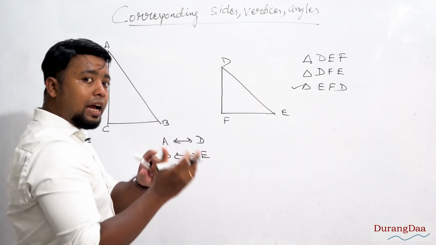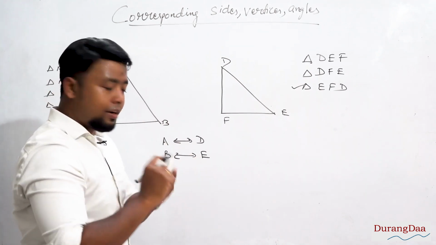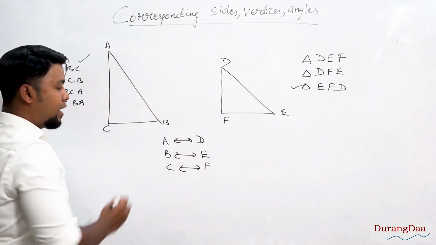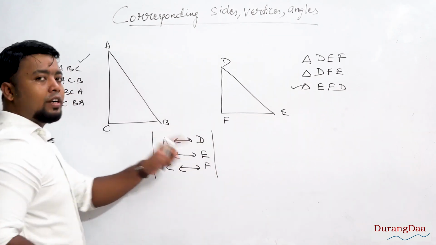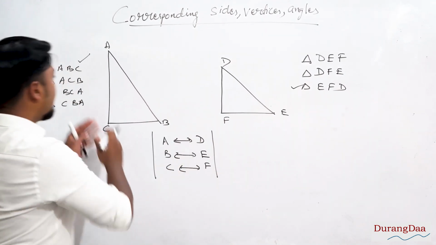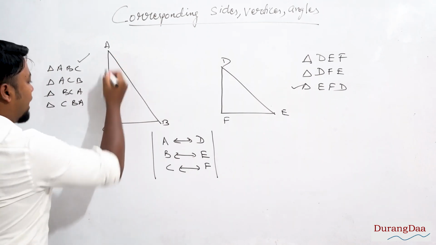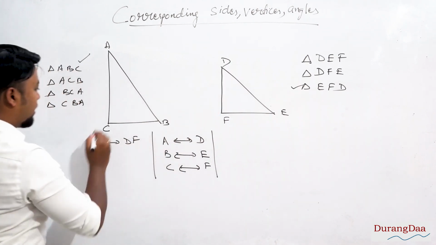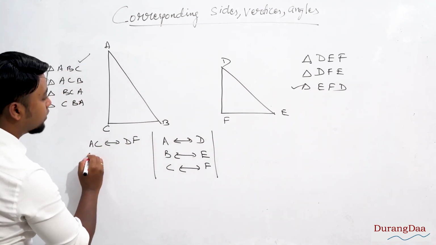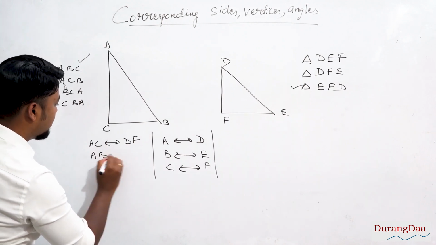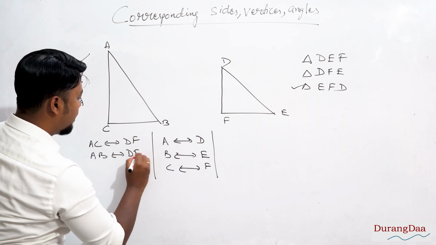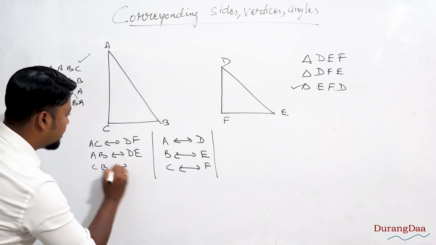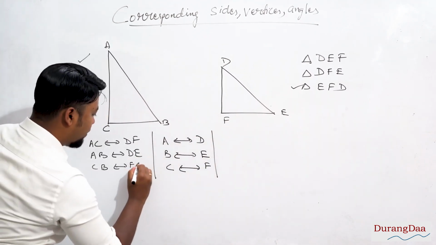That means we are hunting for the matching pairs, keep in mind. Same here, vertex C corresponds to vertex F. So here I wrote the corresponding vertices of both the triangles. Same way, even the sides. When you are referring to side AC, the corresponding side would be side DF, and for side AB, the corresponding side would be side DE. Same way CB, the corresponding side in this triangle would be FE.